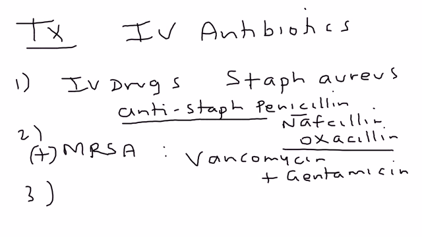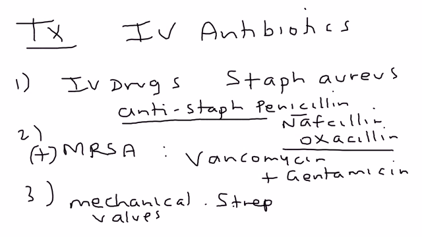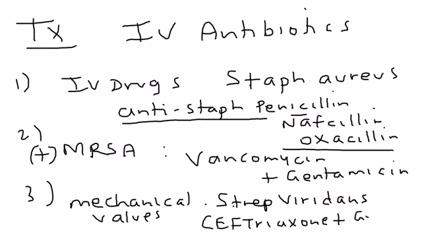And the last one I want to talk about is when you have mechanical valves. When people have mechanical valves or previously damaged valves, there's an organism called Strep viridans, and that is treated with ceftriaxone. Ceftriaxone with gentamicin. So I don't think this is too difficult to remember. It really narrows things down, and I think for most board questions you'd be okay with this list here.